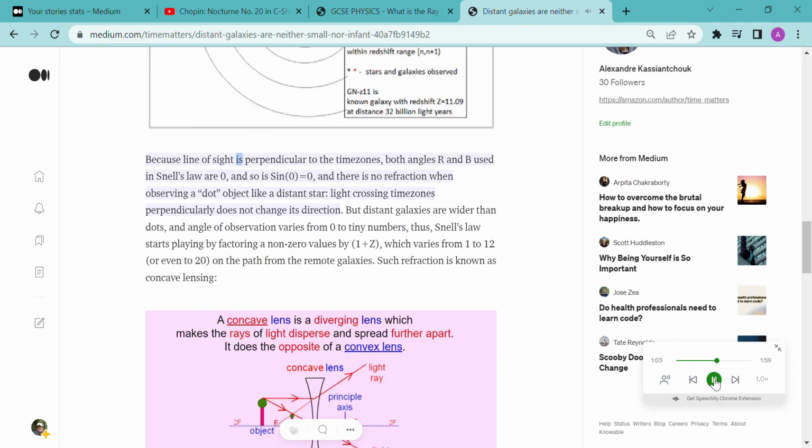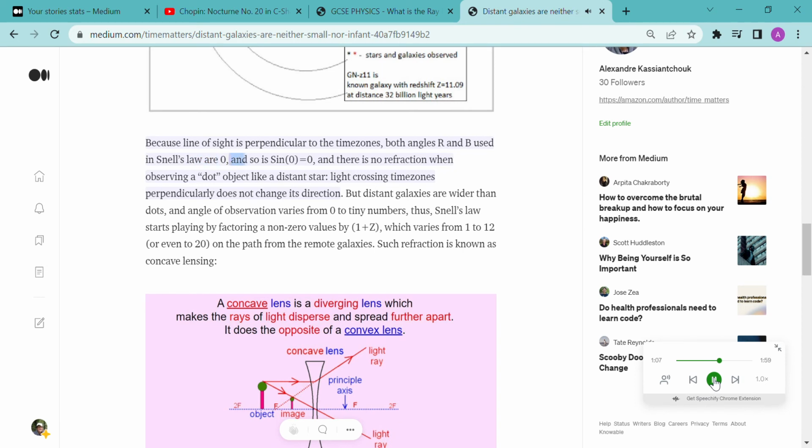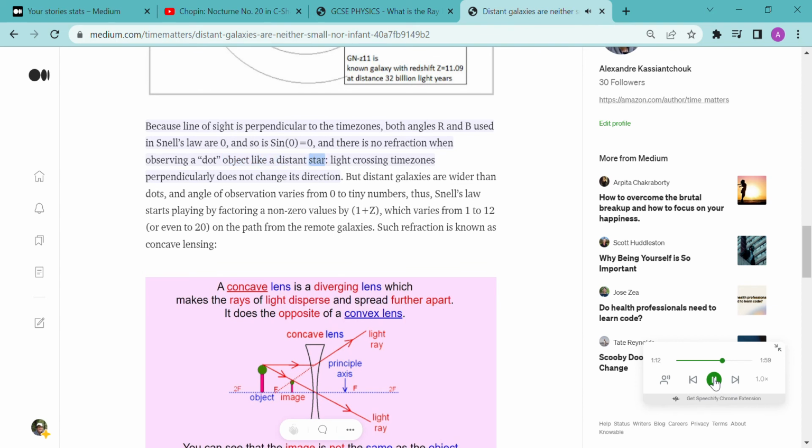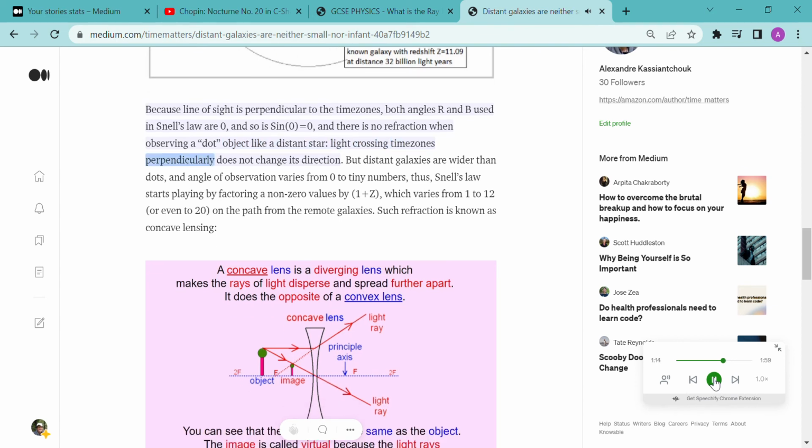is perpendicular to the time zones, both angles R and B used in Snell's law are 0, and so is sine 0 equals 0, and there is no refraction when observing a dot object like a distant star. Light crossing time zones perpendicularly does not change its direction.